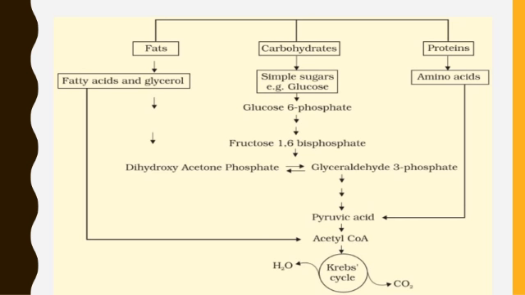So here you can see the breakdown of the organic substances takes place, but this acetyl CoA is utilized if we want to synthesize the fatty acids, and similarly the pyruvic acid is utilized for the formation or the synthesis of protein. So this cycle shows both the breakdown as well as the synthesis of fats as well as proteins. So this is known as your amphibolic pathway.